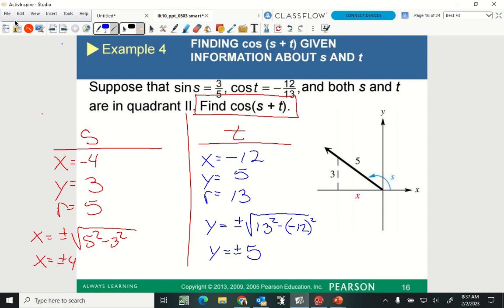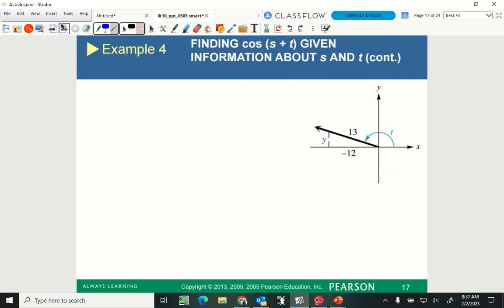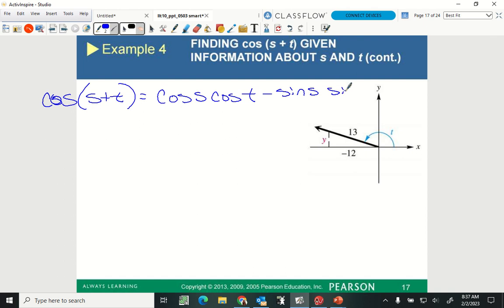All right, so we're going to find cosine of s plus t. So cosine of s plus t is going to equal cosine of s cosine of t minus sine of s sine of t.